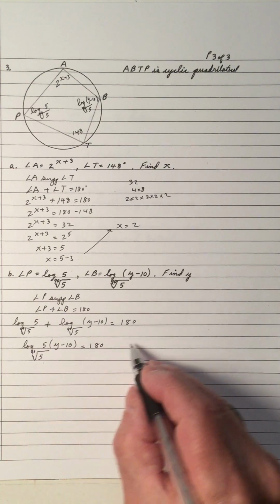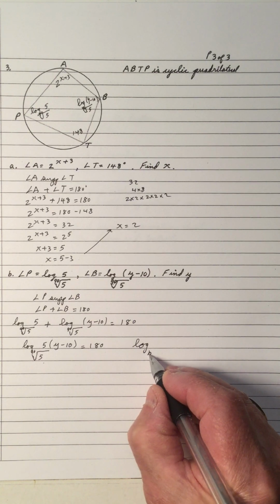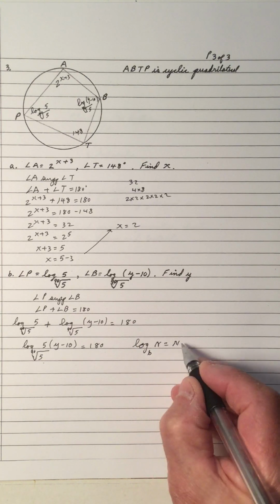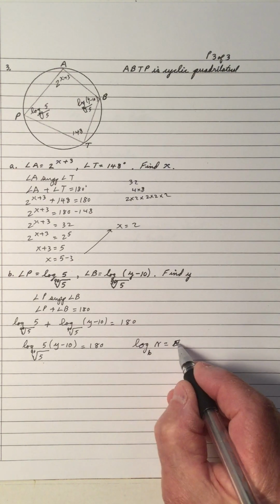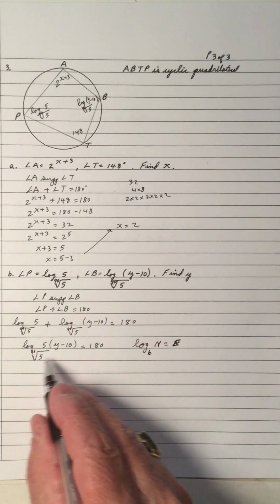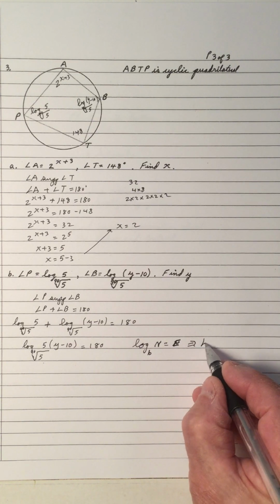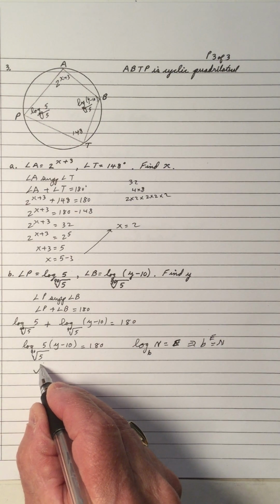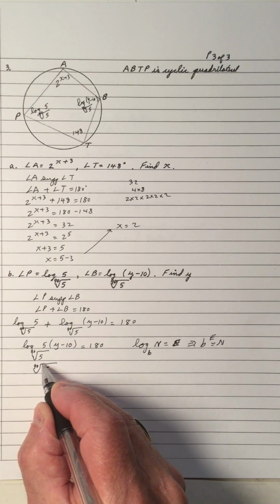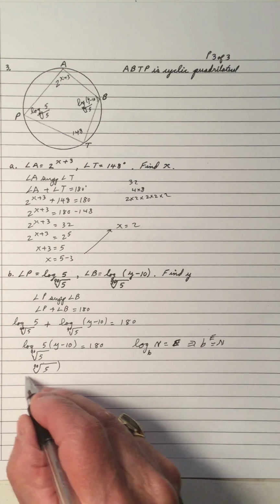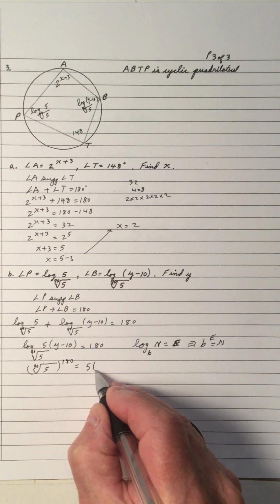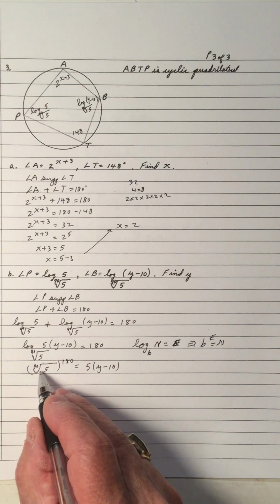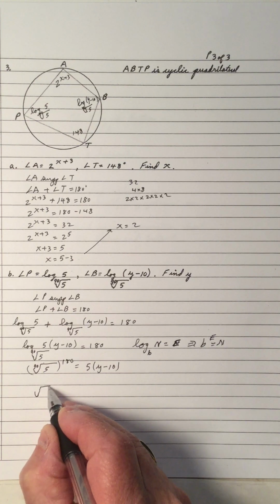Now we have one log. Just to review, this is the log, this is the base, and this is the number, or the exponent. So this is the number, and this is the exponent. So base, exponent, number. So what we have here, this is the base. So this conversion is base, exponent, number. So we have the 90th root of 5 raised to 180 equals 5 times y minus 10. That's base, exponent, number. So this is converted.